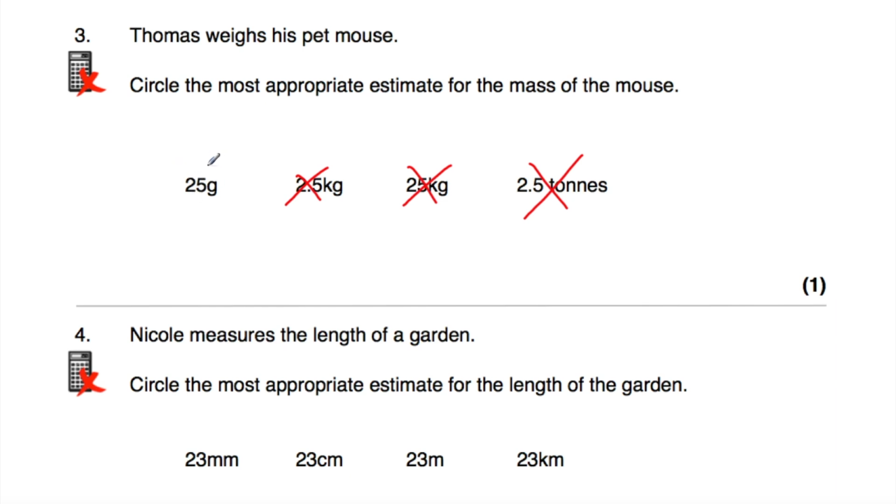I think it's quite light. 25 grams isn't that heavy. A mouse wouldn't be that heavy. So yeah, I think that's the most appropriate estimate for the mass of the mouse, 25 grams.